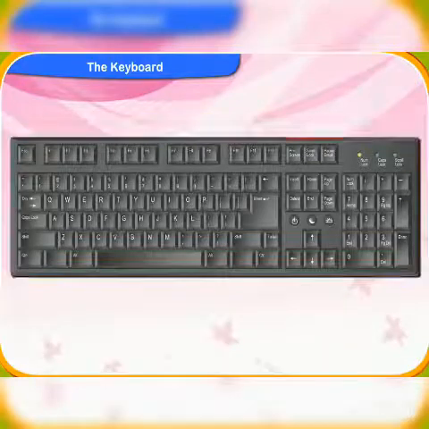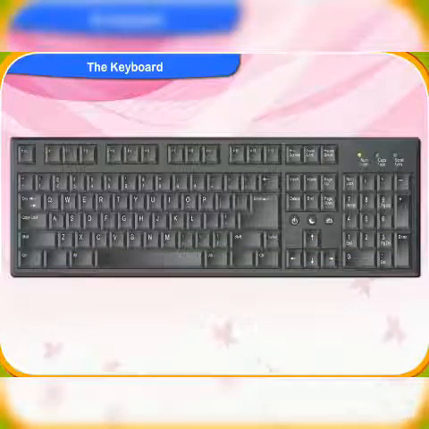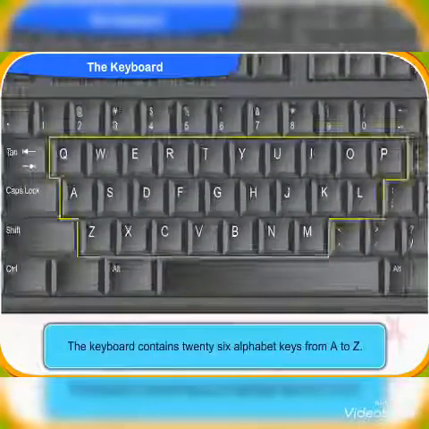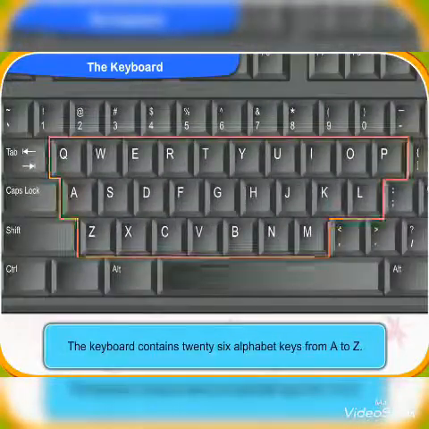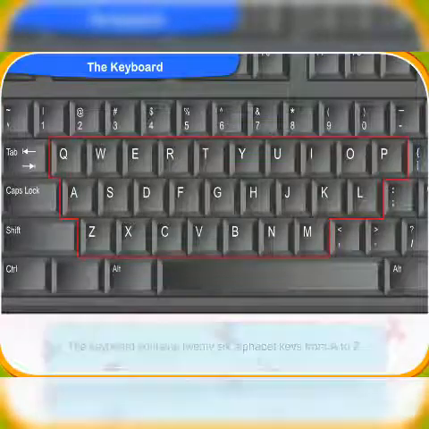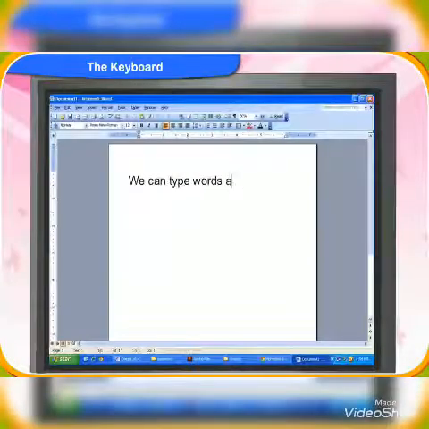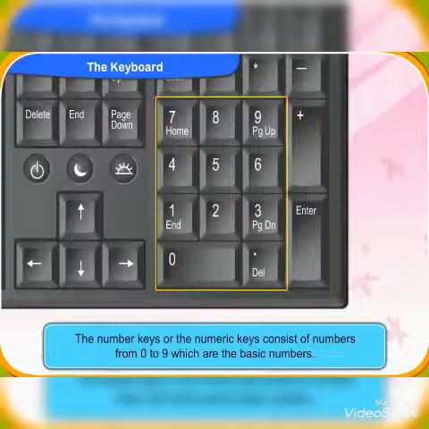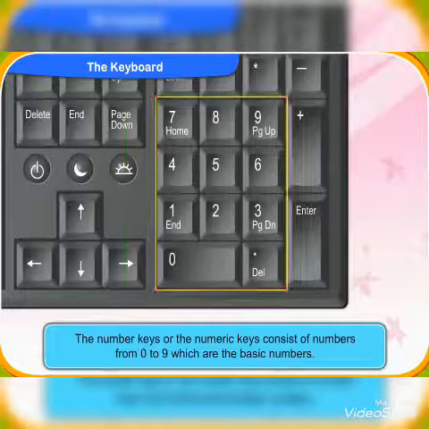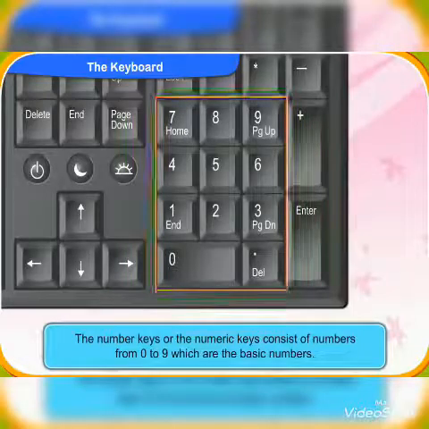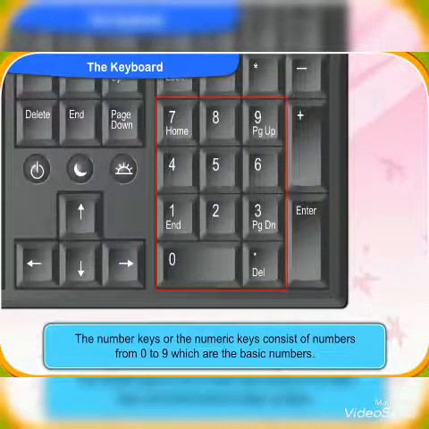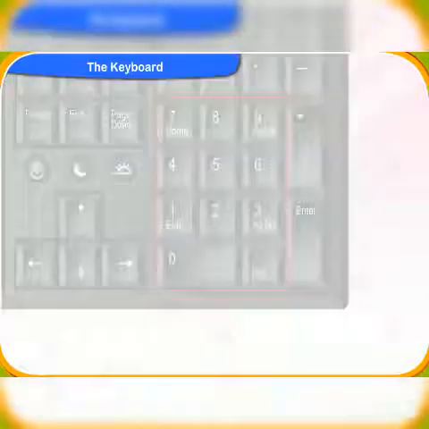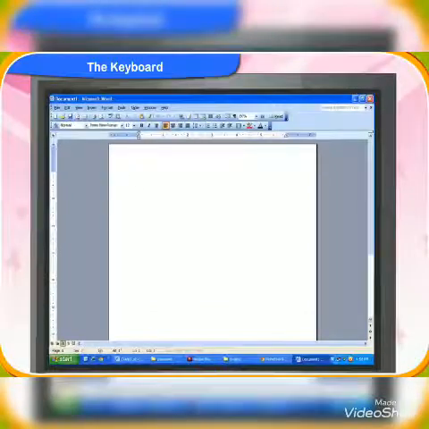Yes, I can see alphabets and numbers on the keyboard. Yes, the keyboard contains 26 alphabet keys from A to Z. We can type words and sentences in the computer using the alphabet keys. The number keys are also called the numeric keys. They consist of numbers from 0 to 9, which are the basic numbers. The numeric keys are used for typing numbers.